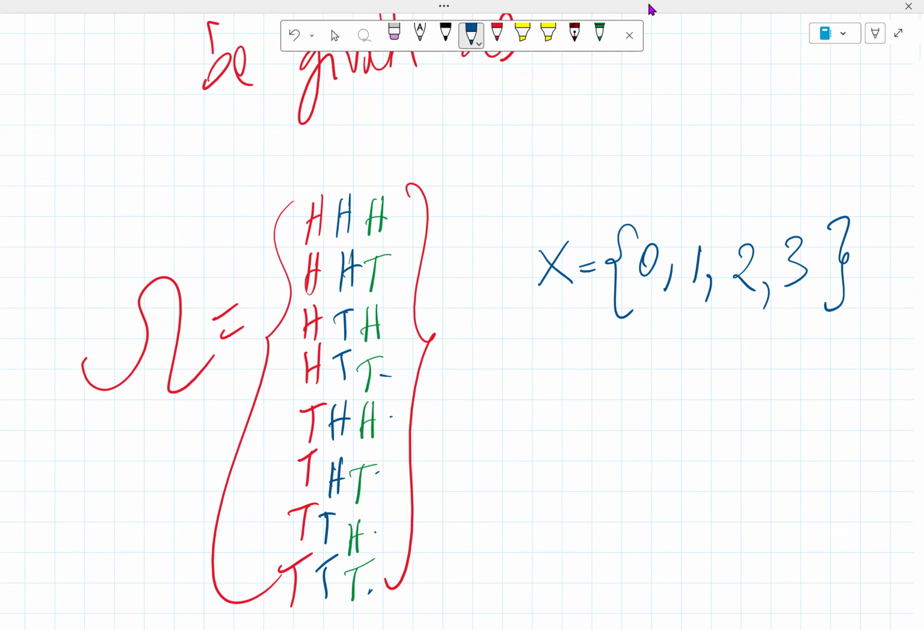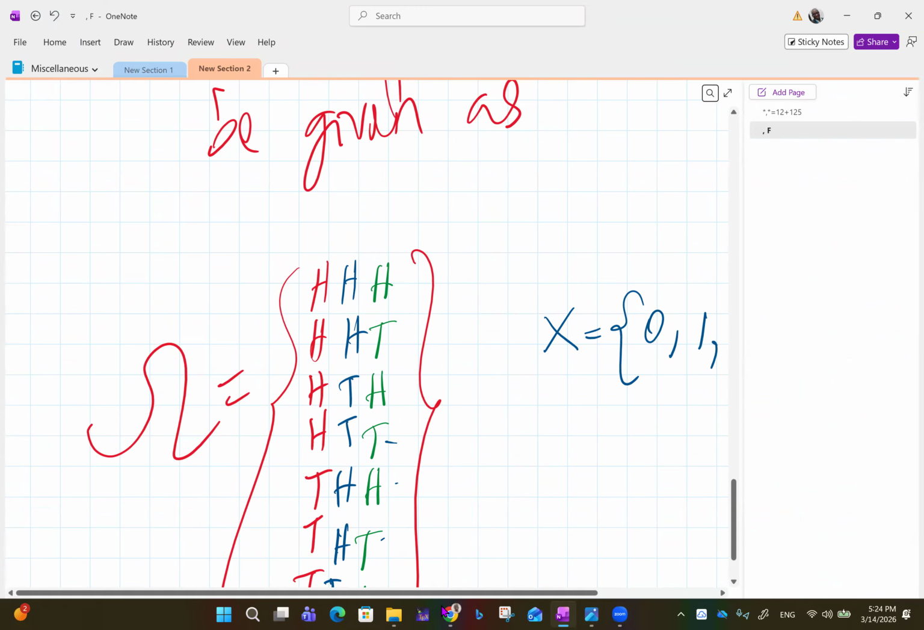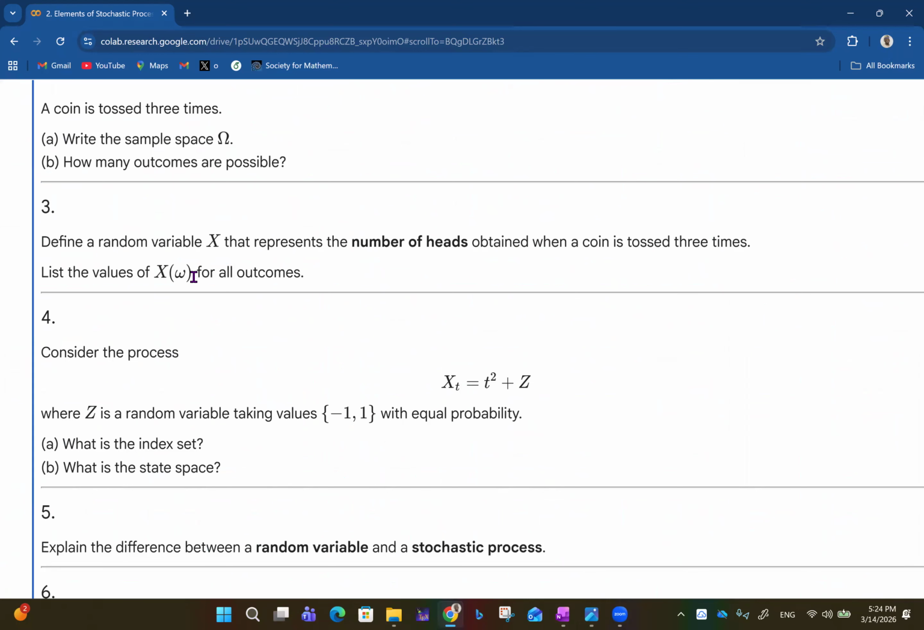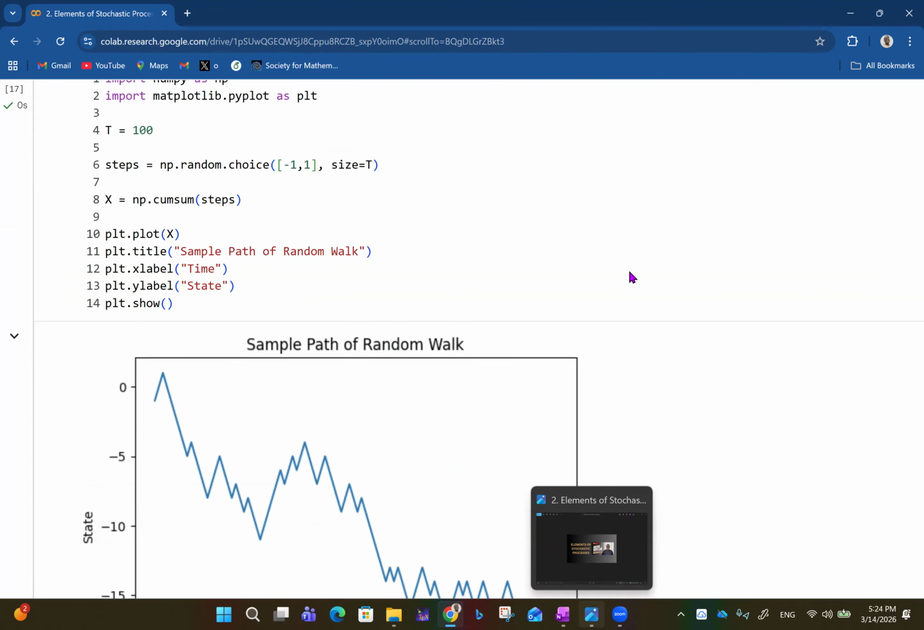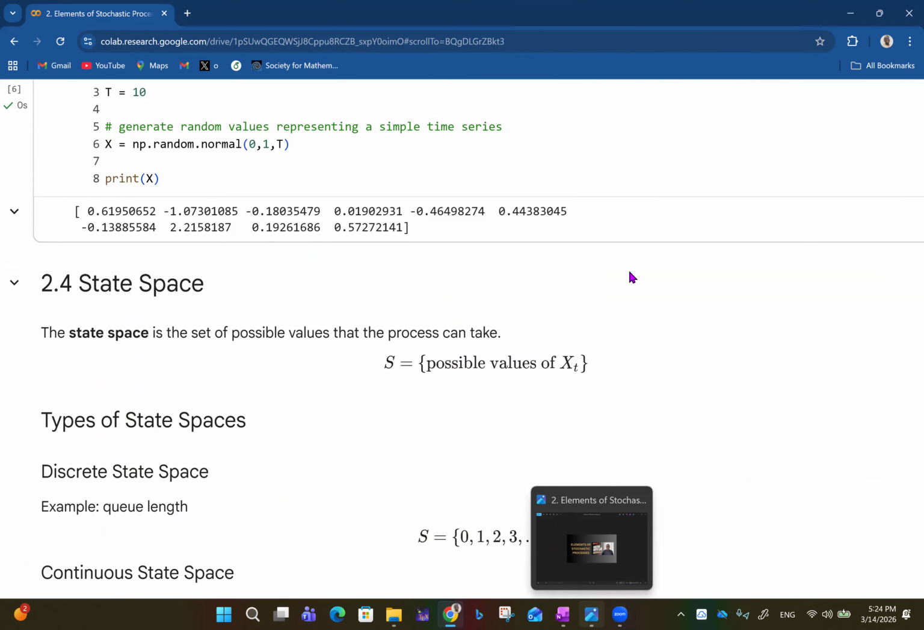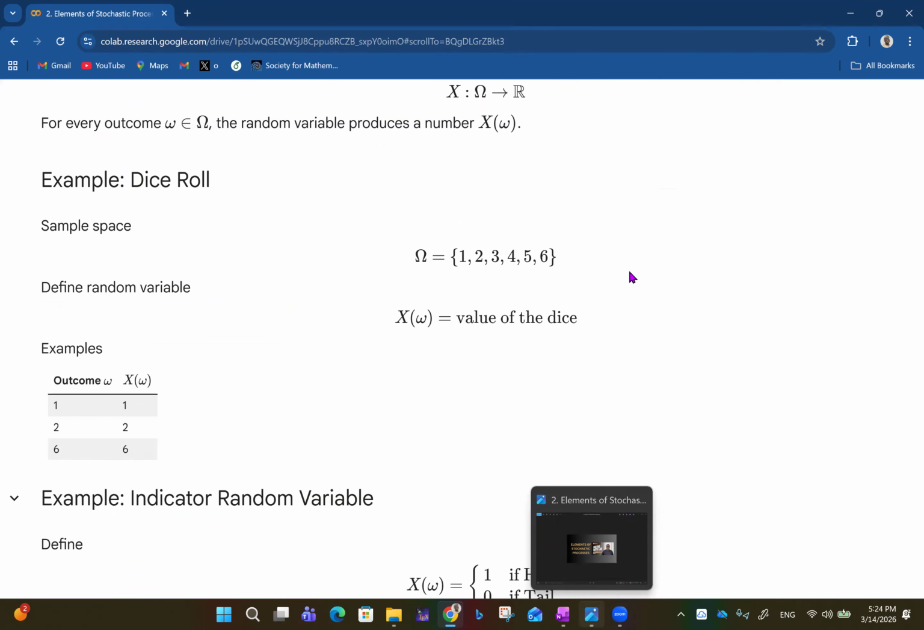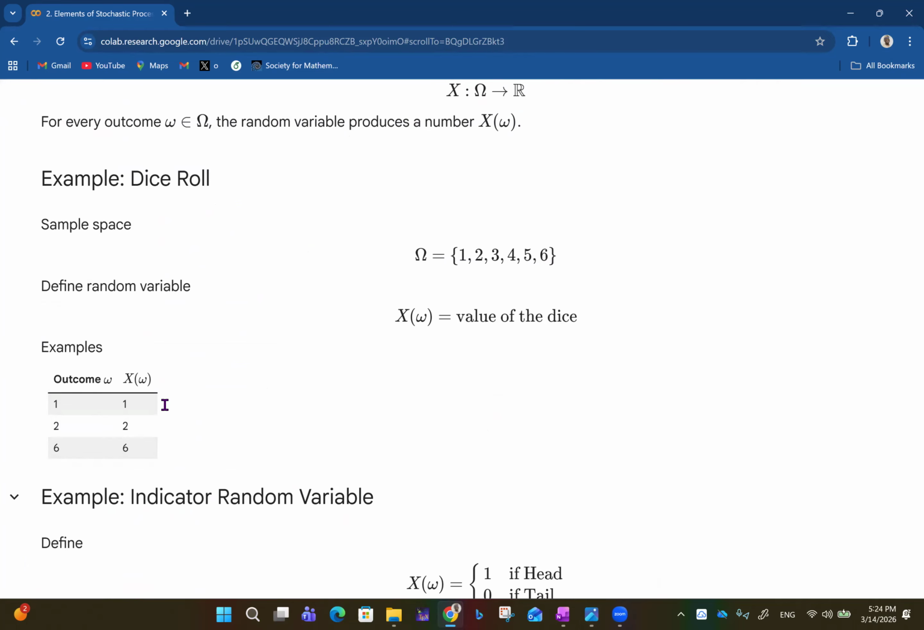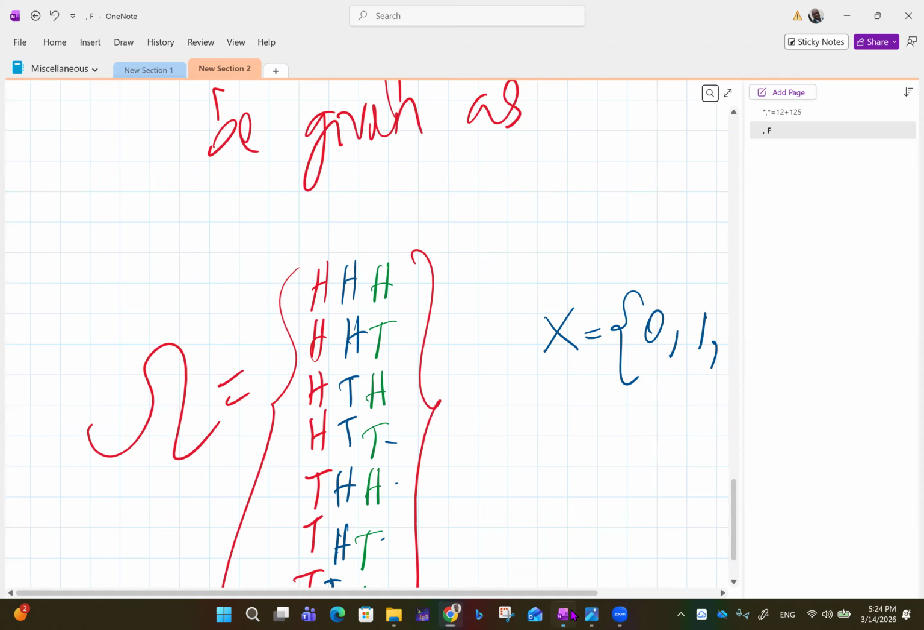Okay. So I think the question is now asking, list the values of X of omega for all outcomes. So what did you see as X of omega before now? I think there's something we did about X of omega somewhere. So I'm actually thinking this should be some probability thing. So value of the dice. Okay, yeah, I think that makes sense still.